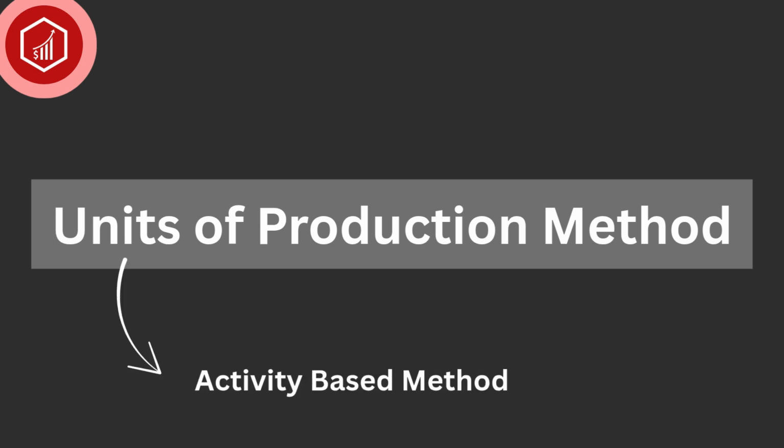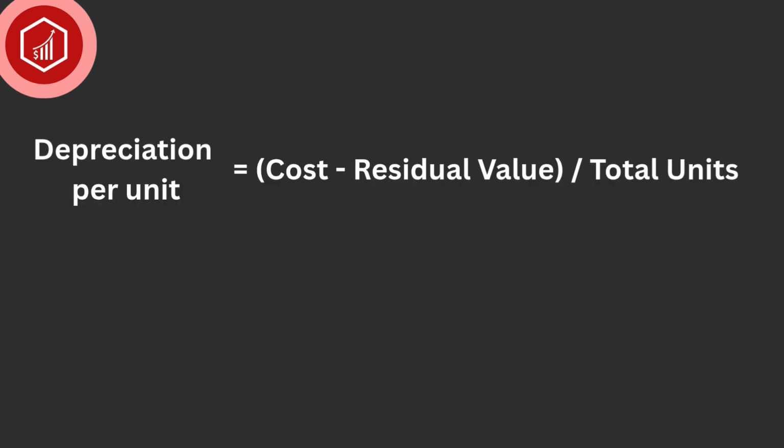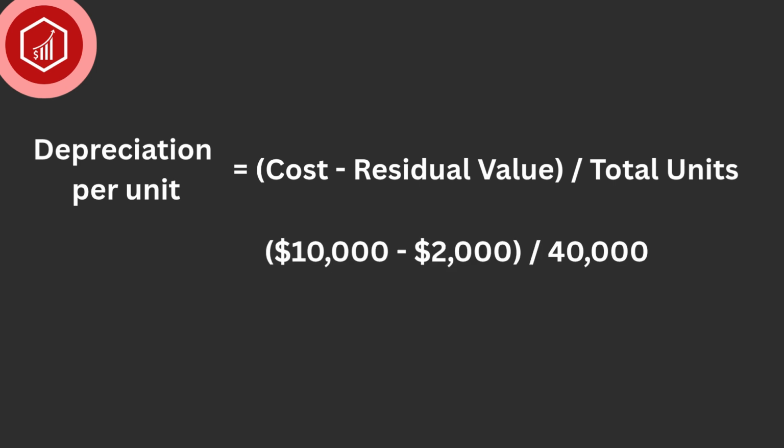The third method is the units of production method, and this is activity based. So the depreciation depends on how much the asset is actually used, not just time. Here, the depreciation per unit equals (cost minus residual value) divided by total units. If the machine costs $10,000, residual value is $2,000 and it's expected to produce 40,000 units, depreciation per unit is (10,000 minus 2,000) divided by 40,000 equals $0.2 per unit.